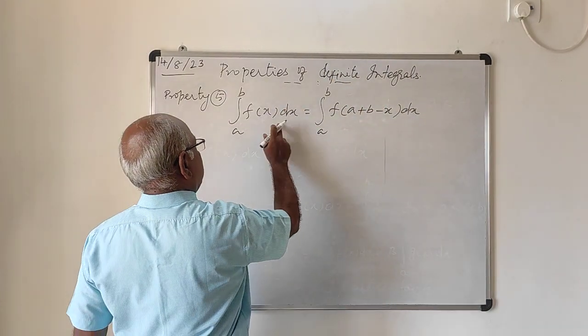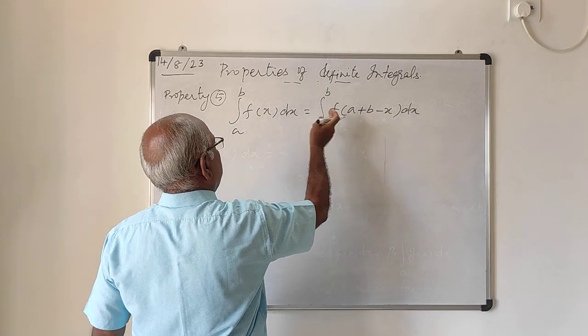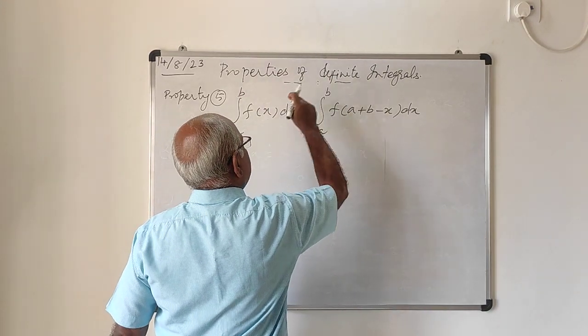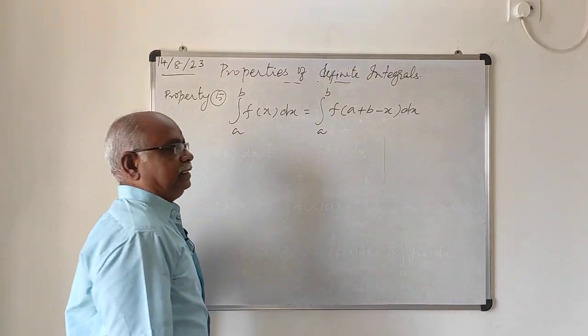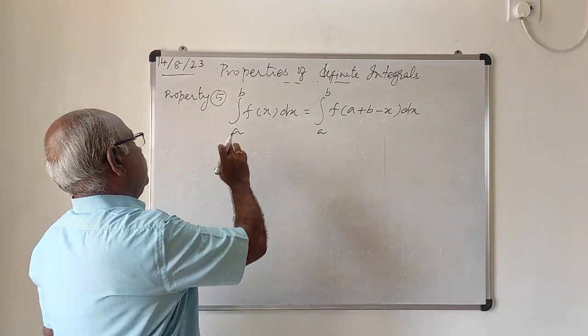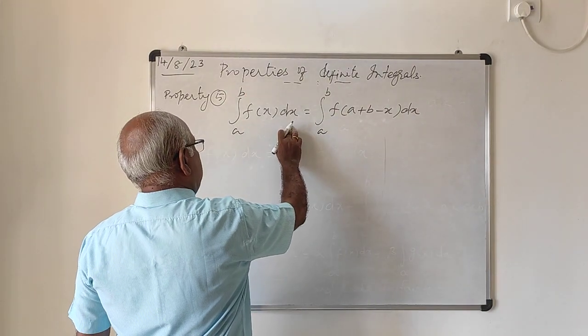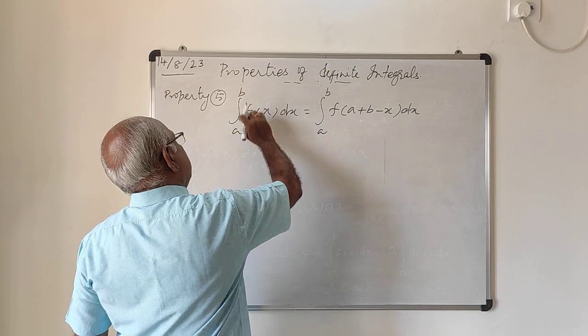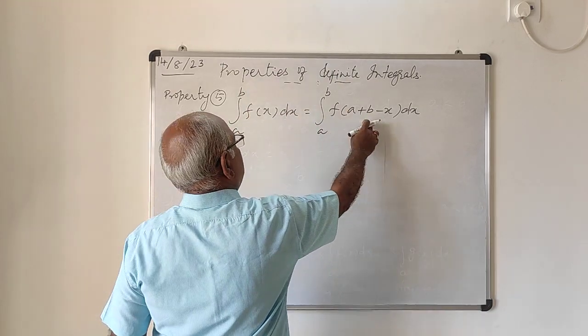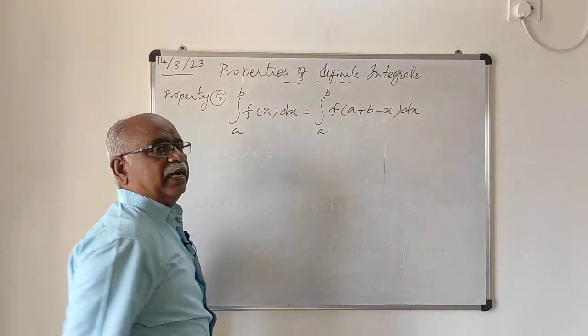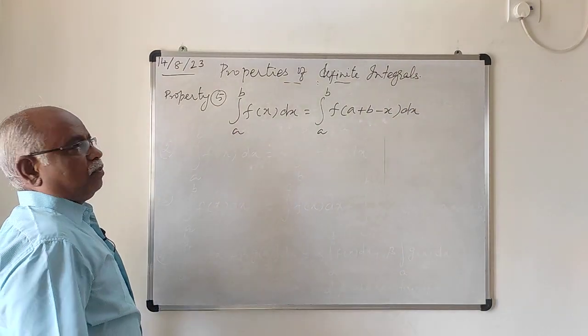Integral a to b f of x dx can be expressed as integral a to b f of (a plus b minus x) dx. This is the property. Instead of finding integral a to b f of x dx, we add the lower and upper limits a plus b, subtract the variable x, integrate, and you will get the answer. That is our property 5.